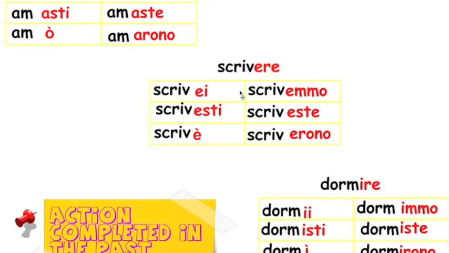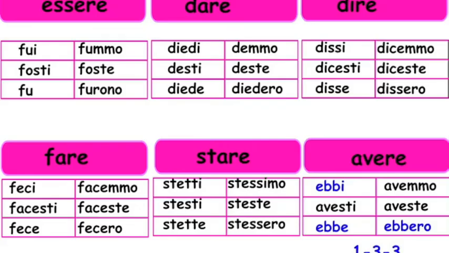It's very important that you memorize the endings because in Italian, oftentimes the subject is omitted. So if you don't know what ending corresponds to what subject, then you'll be in trouble. We have a list of irregular verbs. Surprise, surprise.